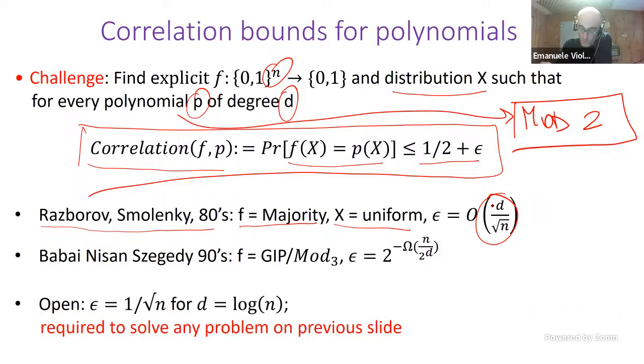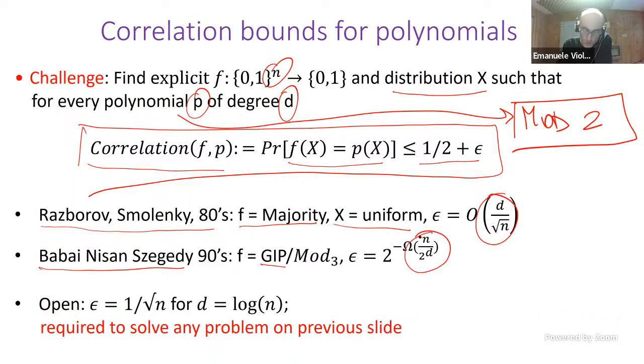It's just 1 over root n at best. On the other end of the spectrum, there is this fascinating work by Barbine and Zagati, which introduced the iterated Cauchy-Schwarz technique in the field. They proved for different functions, like the generalized inner product or the mod3 functions, that you can get error which is exponentially small in n over 2d. So this is fantastic when d is tiny, you get exponentially small error, and it does nothing when d is like log n.